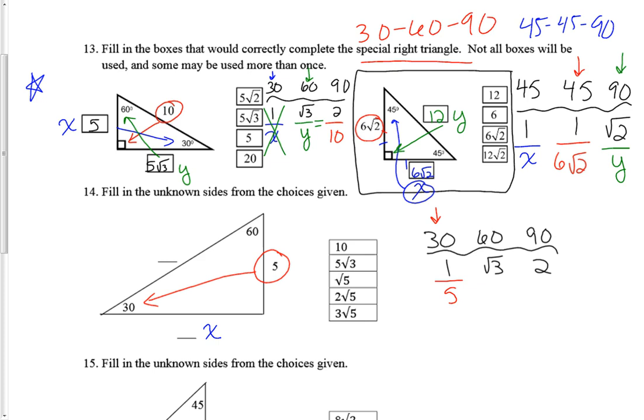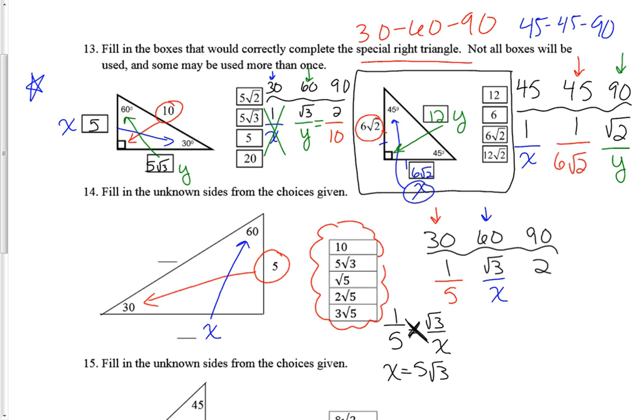Next, I need to place my x. My x is across from the 60. So I go to my 60, and I place my x under the square root of 3 to make a fraction. I'm going to take these two fractions, and I'm going to solve for x. I cross multiply, and I get x is 5 times the square root of 3. Now, in this particular problem, we were given basically an answer bank. So we need to make sure that our answer is in there, and it is. So my x is right there. I'm going to fill it in the triangle. So that's 5 square root 3.